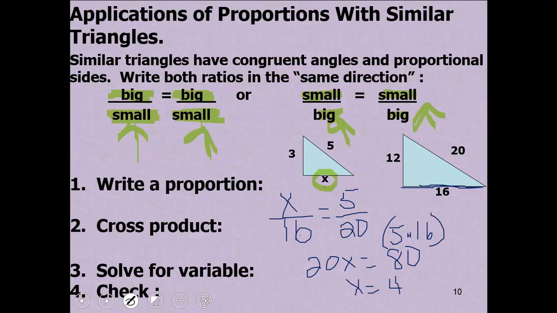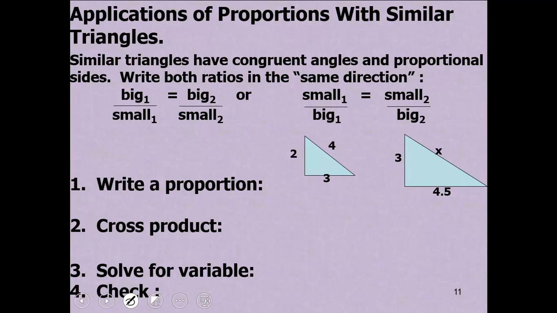And then you just check it. Is 4 over x, 4 over 16, that's a fourth, and 5 over 20, that's a fourth. So it's the same ratio. So they're proportional. Okay, you try this one and come back and see what you get.